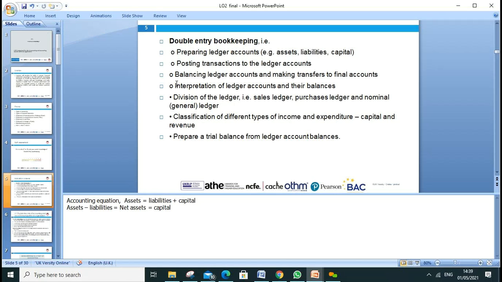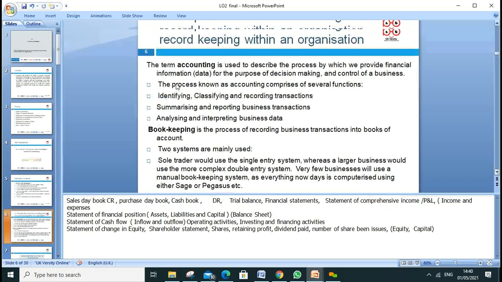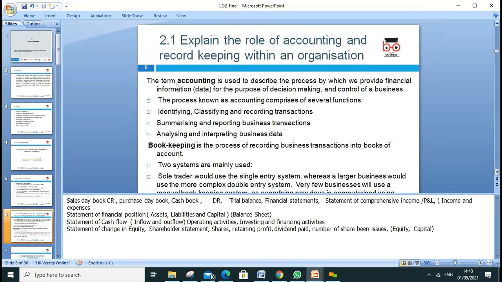If you're a bookkeeper, your role is normally to prepare up to the trial balance. If you're an accountant, you're preparing from the trial balance to the final accounts. So that's the key difference between the two roles. First we have the assessment criteria: explain the role of accounting record keeping within an organization.